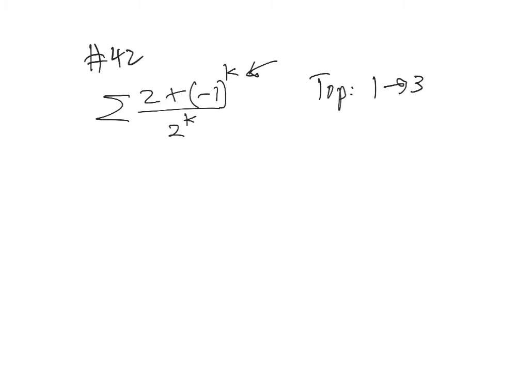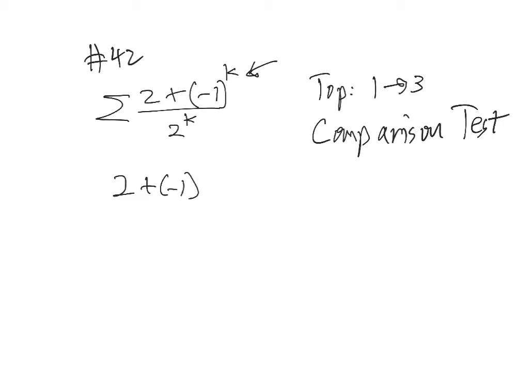So I think what we want to do here is use the comparison test, the ordinary comparison. The minus 1 to the k causes a little bit of a problem when we take the limit. So we'll just use the ordinary comparison test, and here's how we justify it. We know the numerator, 2 plus minus 1 to the k, is always less than or equal to 3. And of course, it's always positive. Okay, 2 to the k is positive if I divide through by 2 to the k.